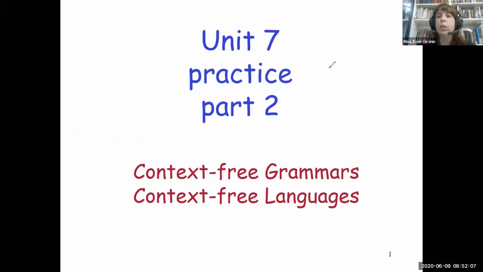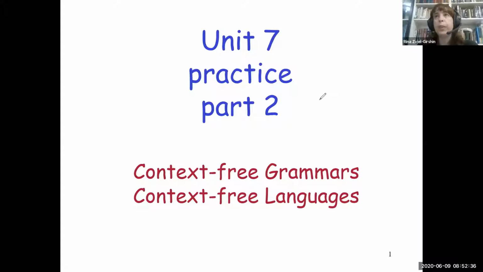I also talked about simplification of the context-free grammar. And to simplify a context-free grammar, we need to eliminate, to remove, unit rules and epsilon rules. We will practice it today. And we will also talk about Chomsky normal form. All that I mentioned till now was technical stuff.